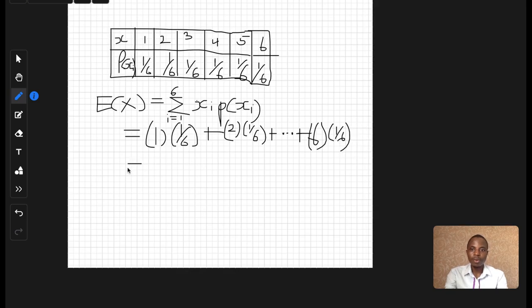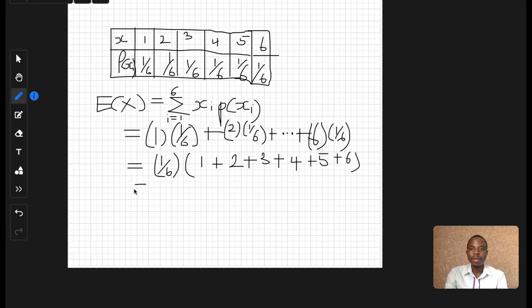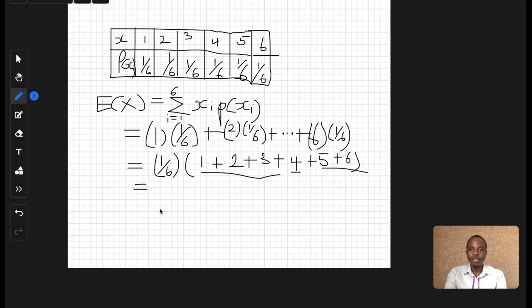And that's going to give us, we can factorize 1 over 6, seeing that 1 over 6 is common to everything. So if we do that, we are now going to have plus 1, plus 2, plus 3, plus 4, plus 5, plus 6. And that will give us, this should give us 3, this should give us 6, this should give us 10, this should give us 15, that should be 21. So 1 over 6 multiplied by 21.